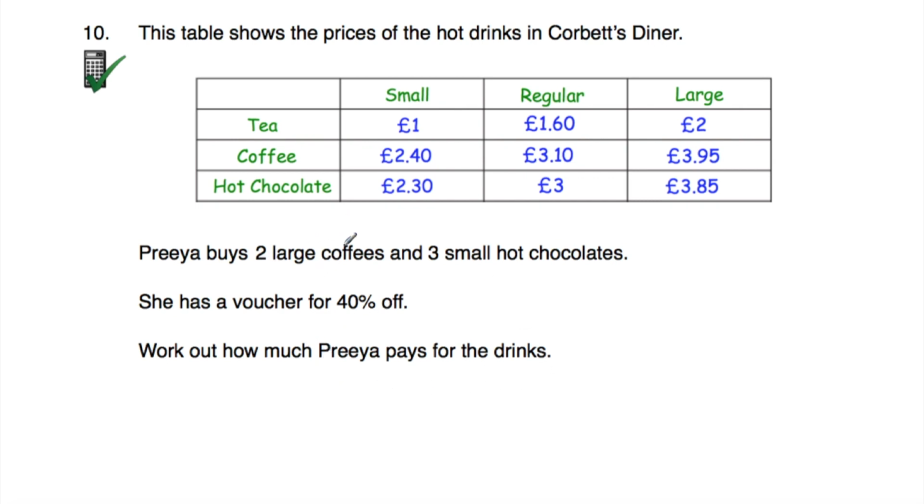So she buys 2 large coffees, so that's £3.95 each for the large coffees, and she buys 3 small hot chocolates, so small hot chocolate would be £2.30. So she buys 3 small hot chocolates for £2.30 each, and she buys 2 large coffees for £3.95 each. So this is a calculator question, so we can work out that grand total. So let's do that to begin with. So let's consider the large coffees to begin with. So she buys 2 of those, so that's going to be 2 multiplied by £3.95. And 2 times £3.95 is equal to £7.90.